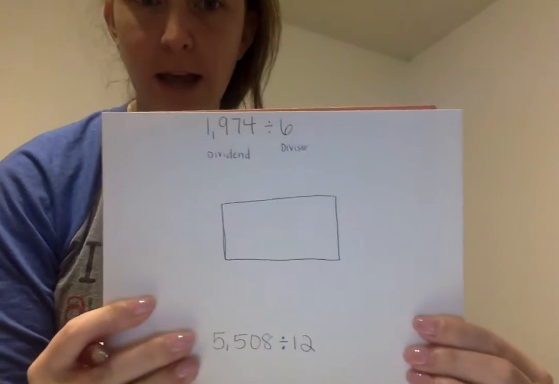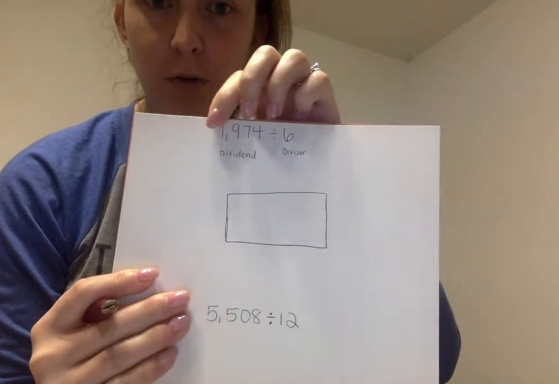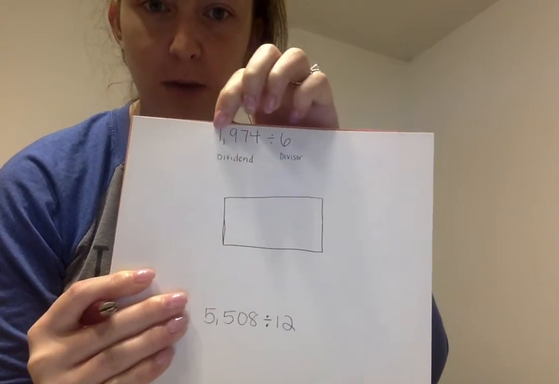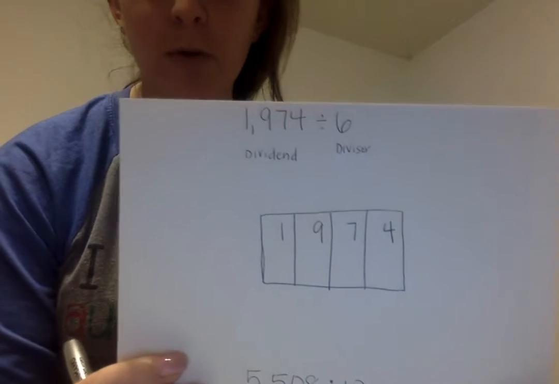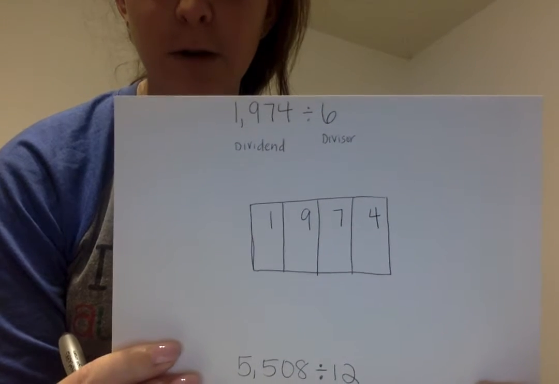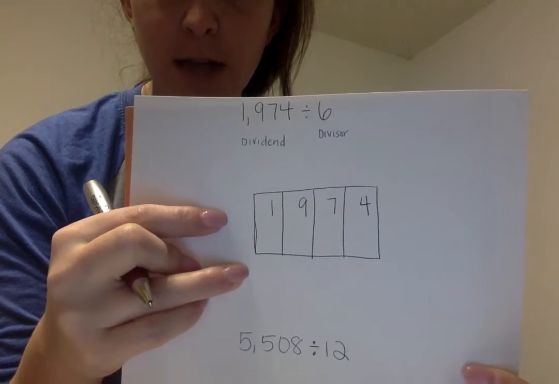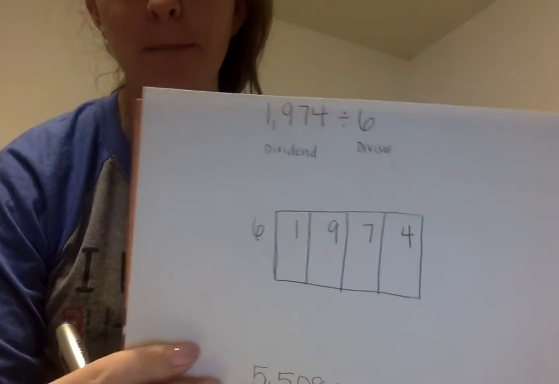So I'm going to go ahead and start to draw my box. My box is going to look like that. I have to break my box up into 4 different boxes, so that I have 1 box for each digit of 1974. And then what digit goes out here to the side? My divisor, the 6, goes out here to the side. There you go, just like that.